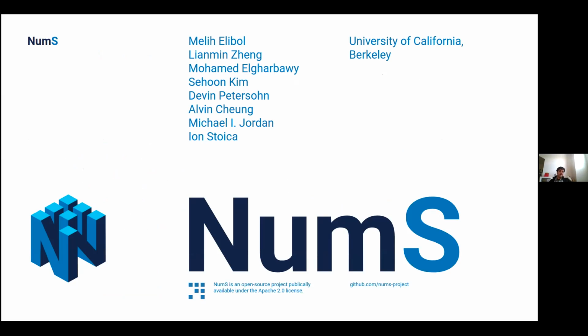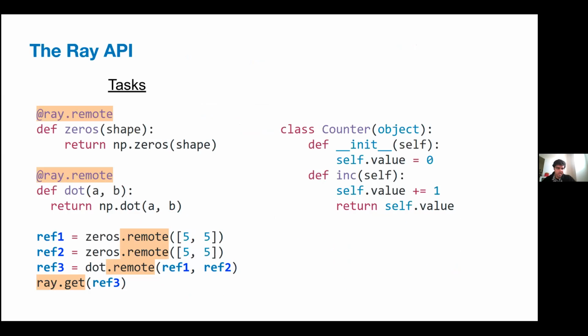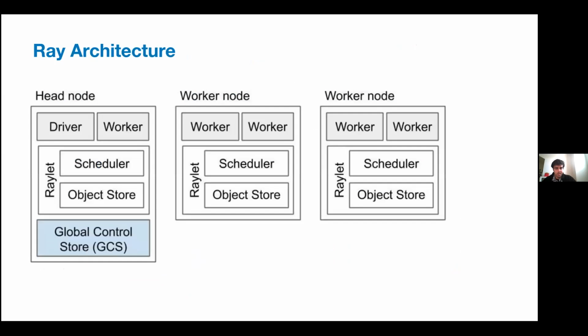So Ray does actually, under the hood, use shared memory per node. The nodes here, the object store is a shared memory system. So it's actually using shared memory to communicate within each node. And so in that way, you have both shared memory as well as distributed memory parallelism.